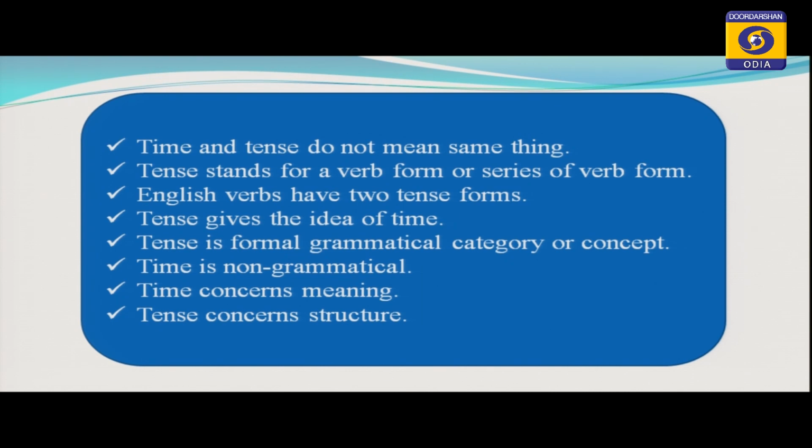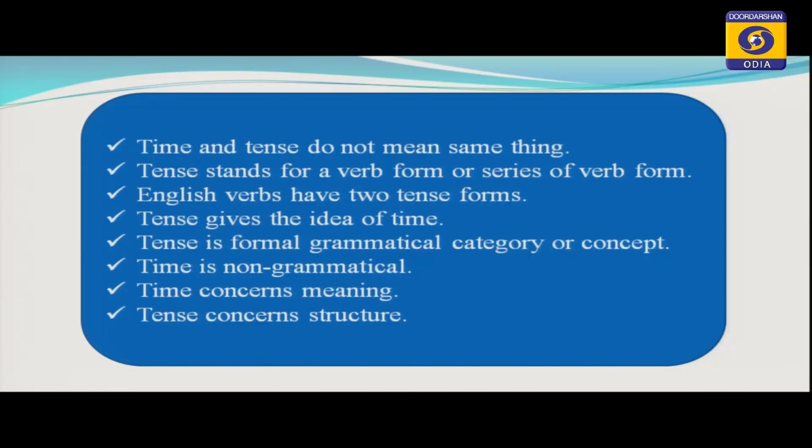You can put it in different tense forms. I go, I am going, I have gone, I have been going, I went, I was going, I had gone, I had been going. So you find tense stands for a verb form or a series of verb forms. These are the forms: go, am going. These are different forms. Children, English verbs have two tense forms, they tell, the present tense and the past tense form.